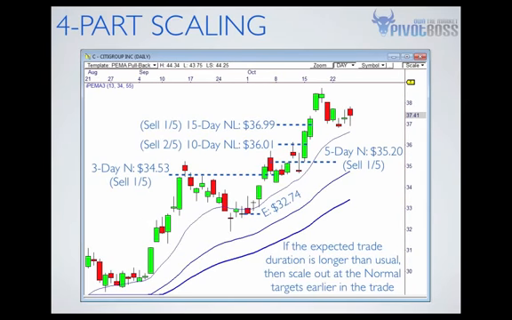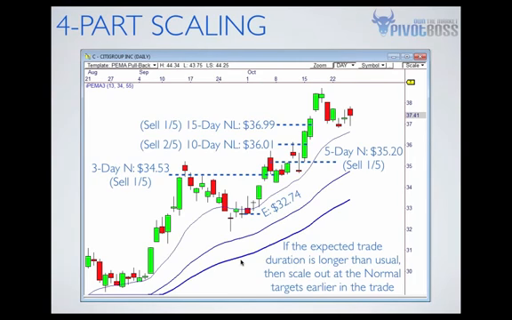All right, let's look at a 4-part scale with Citigroup now. If the expected trade duration is longer than usual, then scale out at the normal targets earlier in the trade. For example, this Citigroup had been in a bullish phase here. You can see the PIMA moving averages are stacked in slope. We're in a markup phase. Every swing high in this markup phase has lasted between 10 and 15 days.